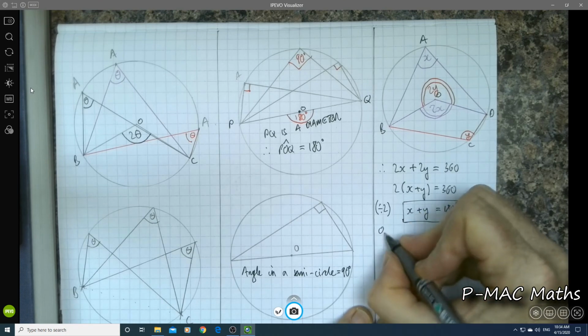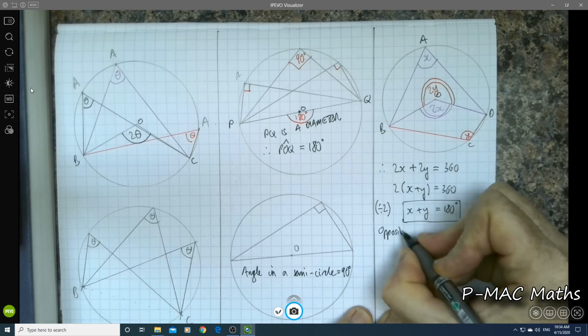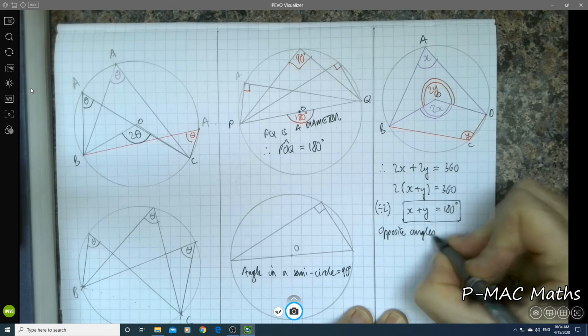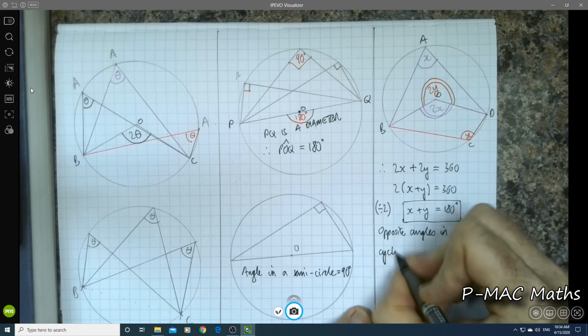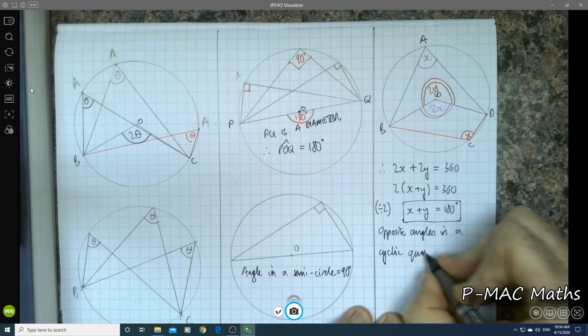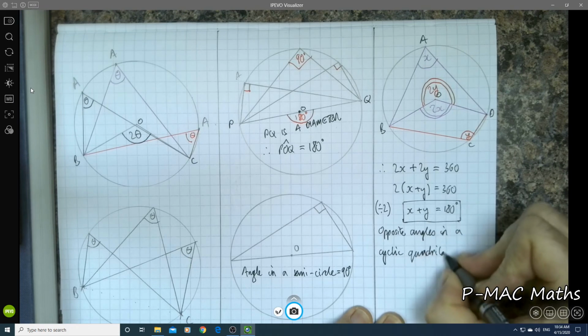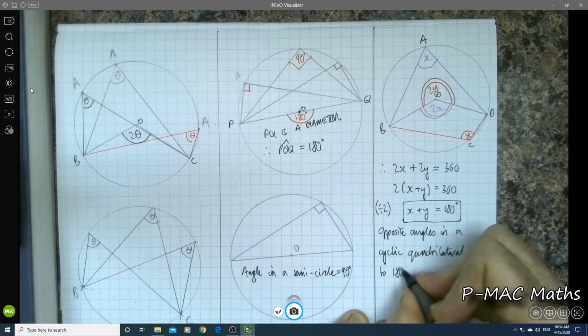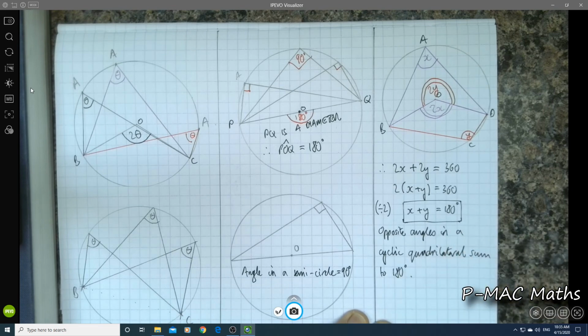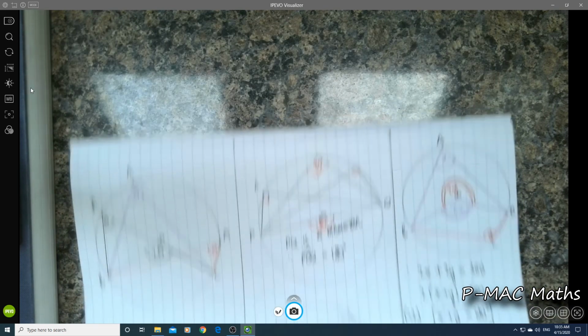So, opposite angles in a cyclic quadrilateral sum to 180 degrees. Okay, very quick recap.